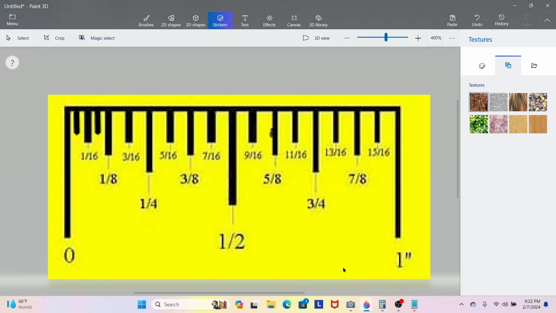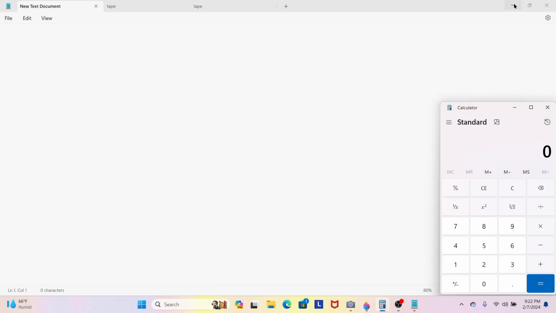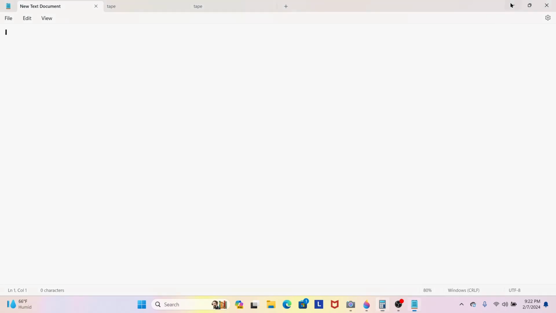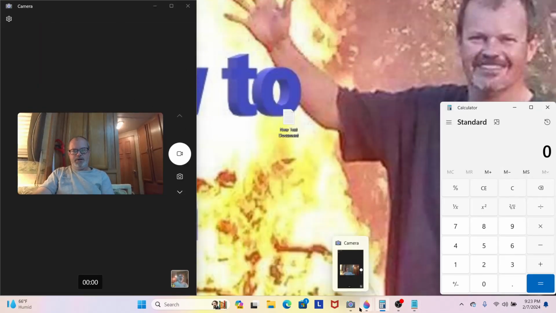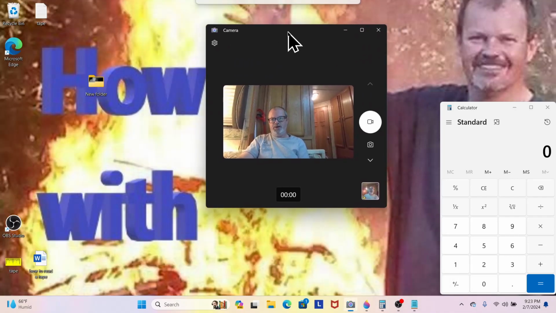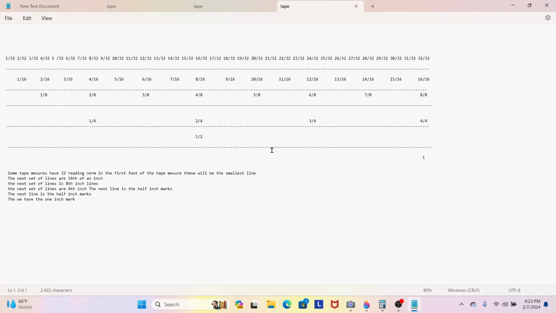Now, for some reason, I didn't pull that up, so let's move myself over here, and then we'll go to this tape measure right here. So these are the fractions that are represented. The smallest lines are 32nds of an inch, all the way up here on the top. And these are all reduced to their lowest terms.